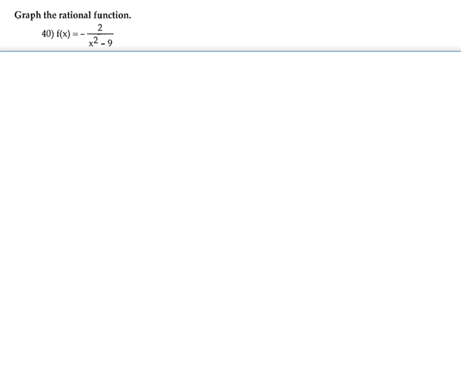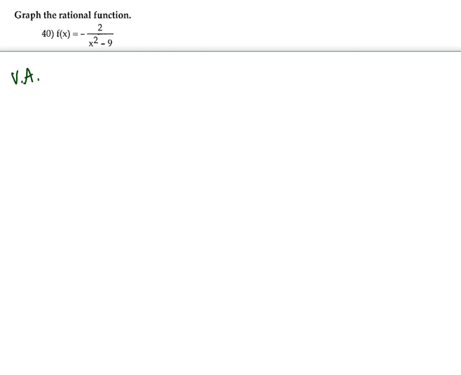Hey guys, so for number 40, we're going to graph the rational function. There are a couple of different steps we're going to follow in order to completely graph the rational function. So let's go ahead and get started. First, we're going to find vertical asymptotes, if there are any.